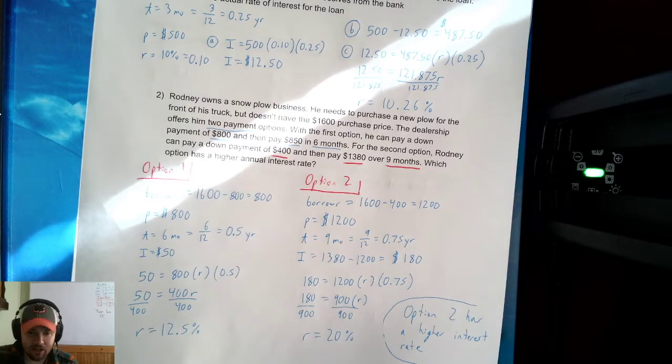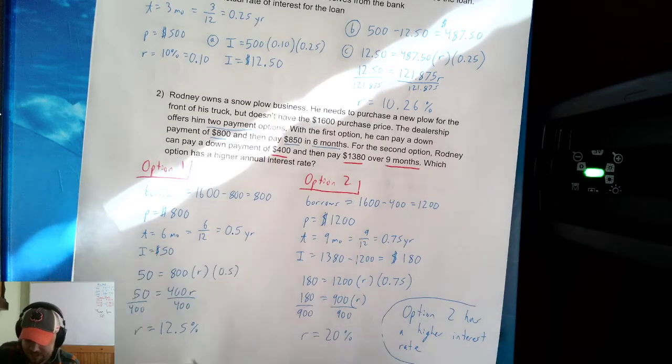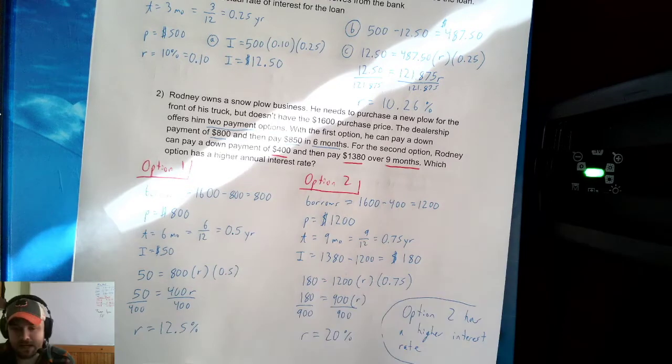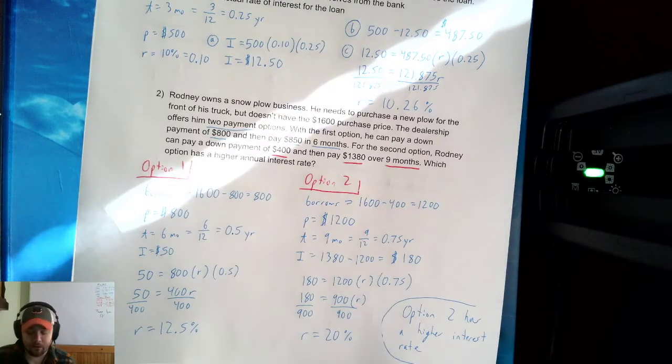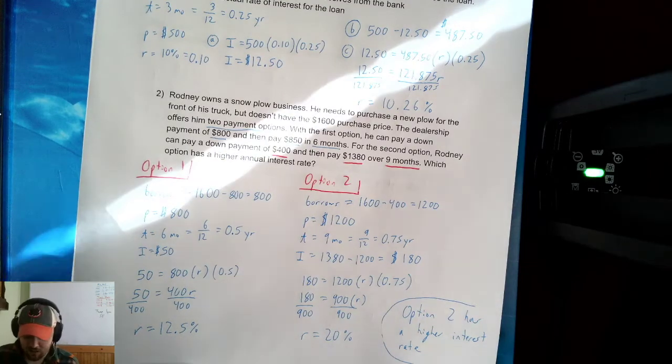So between these two options, Rodney needs to make a decision. Does he want to pay more money up front, but less money overall because it's a lower interest rate? Or does he want to pay less money up front, but more money overall because it has a higher interest rate? And those are real things to consider, right?